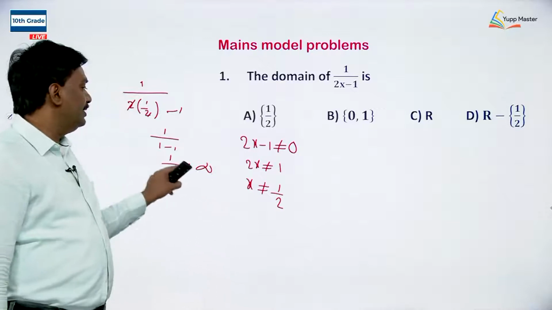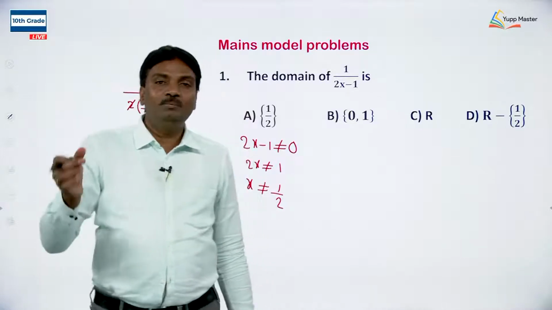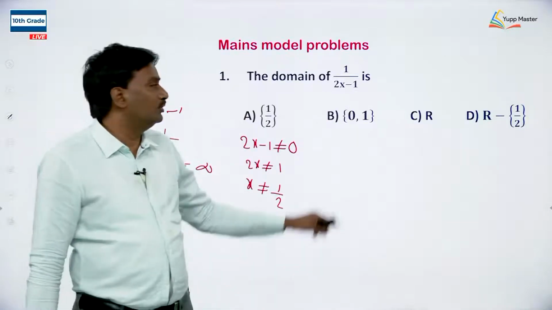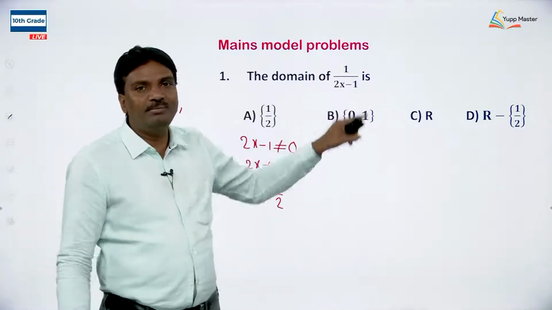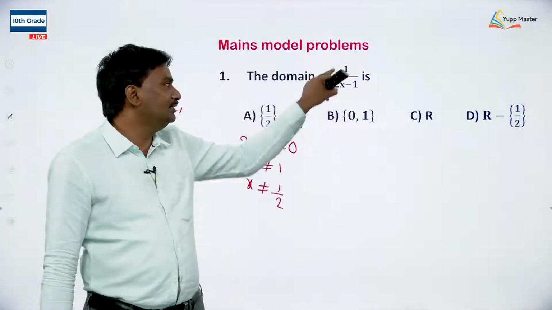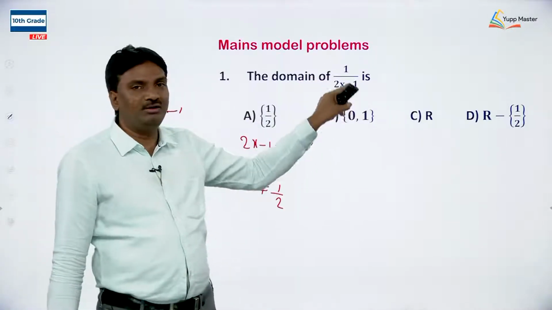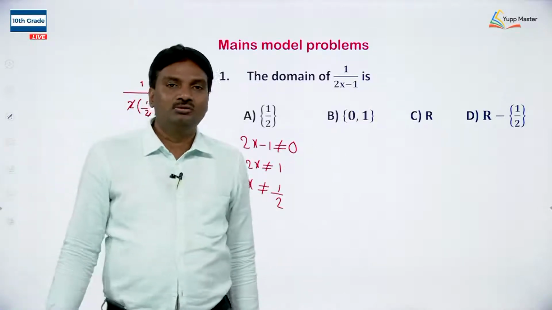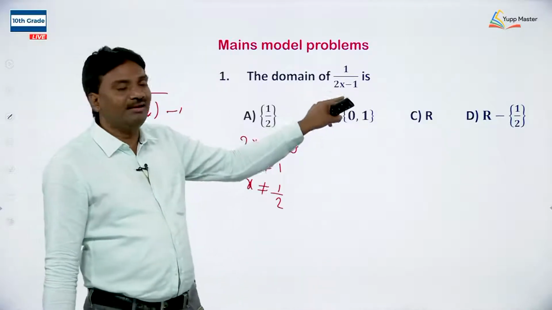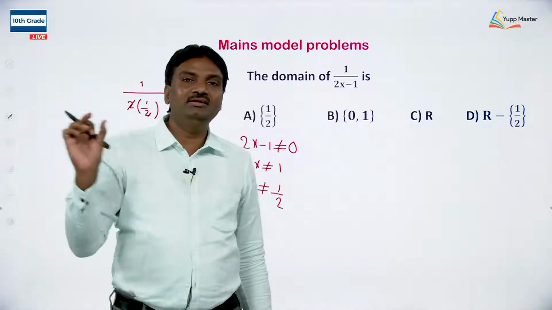So that is why, in place of x, do not write 1 by 2. Except 1 by 2, you may take any value. For example, if you take x equal to 0, 1 by 2 into 0 minus 1, 1 by minus 1 is minus 1, that is defined. So for the element 0, the image is minus 1. If we take x equal to 1, 1 by 2 into 1 minus 1, 1 by 1, that is 1 only. So the image of element 1 is 1. If we take 10, 1 by 2 into 10, 20 minus 1, that is 1 by 19. The image of 10 is 1 by 19.